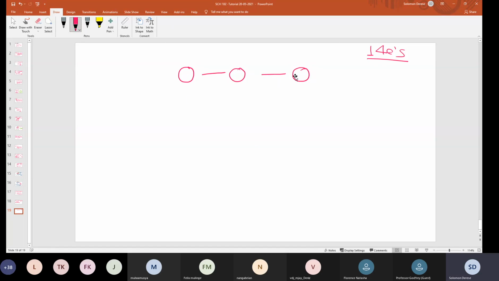So we have 2 oxygens on the outside. How many electrons will these oxygens require in total to have octet? The oxygens on the outside, 12. How many electrons will be left? 2. So let me just put the 2 in here. So 1, 2, 3, 4, 5, 6, 7, 8, 9, 10, 11, 12, 13, 14. Okay, we have used all the electrons.